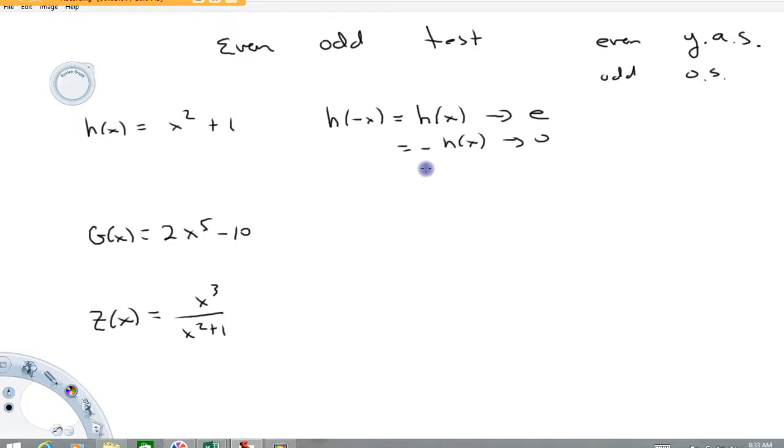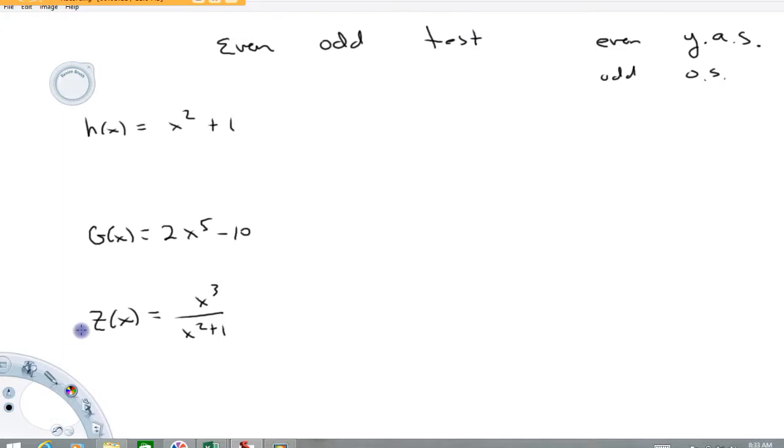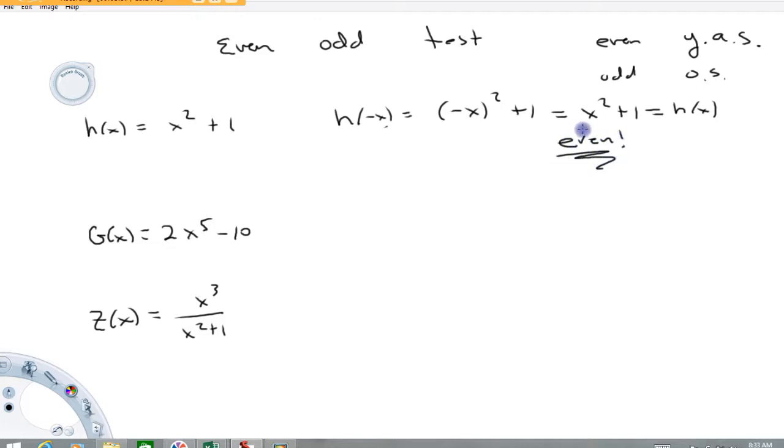All right, so here's what the test looks like. So we're going to take a look at h of minus x. So we're putting minus x in for x. Now, when we take this minus x and the square applies to both of them, negative 1 squared is 1, so this is just x squared plus 1. And this is equal to h of x. So this function is even, or I like to say even Steven. And it's therefore symmetric about the y-axis.